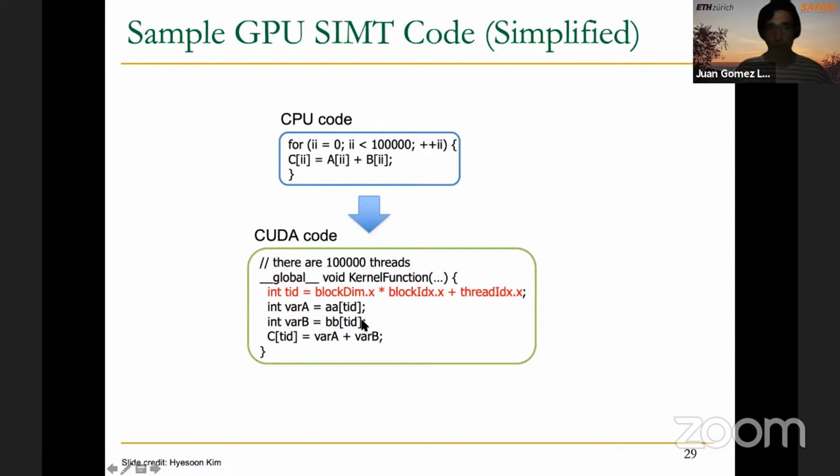The CUDA code is really very similar. As you can see, what we are doing here is reading one element of A, reading one element of B, adding them, and storing the result in the array C.